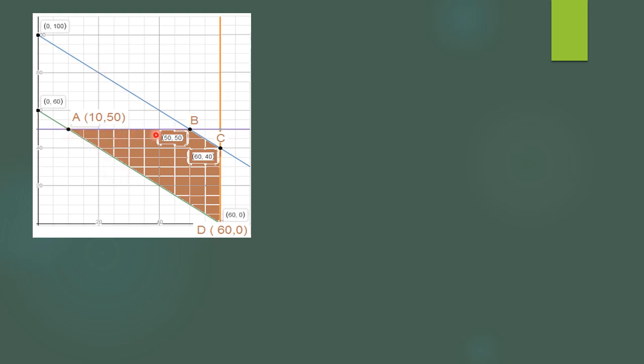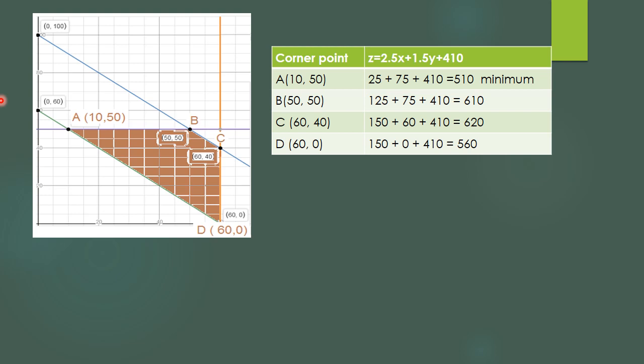So which we get, this is a bounded region, what we get here, A to B, B to C, C to D. So ultimately what we get, the region is a quadrilateral. We'll try to write the corner points now. What are the corner points? Here A, this is 10 comma 50. B, what is the coordinates of the B we get? This is 50 comma 50. C is another point, that is 60 comma 40, and D is 60 comma 0.